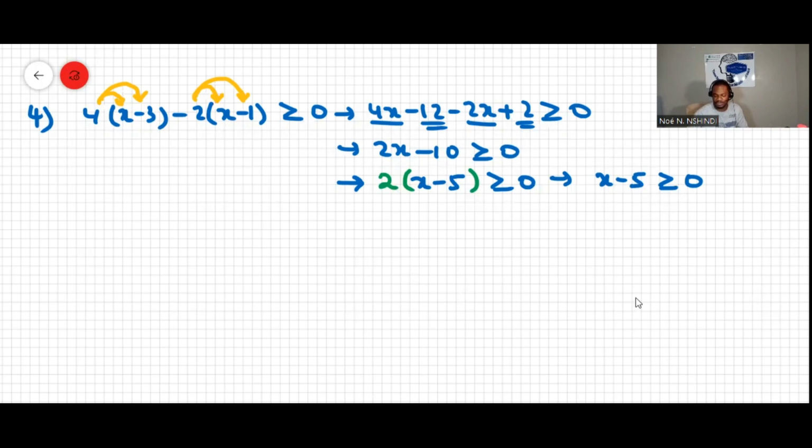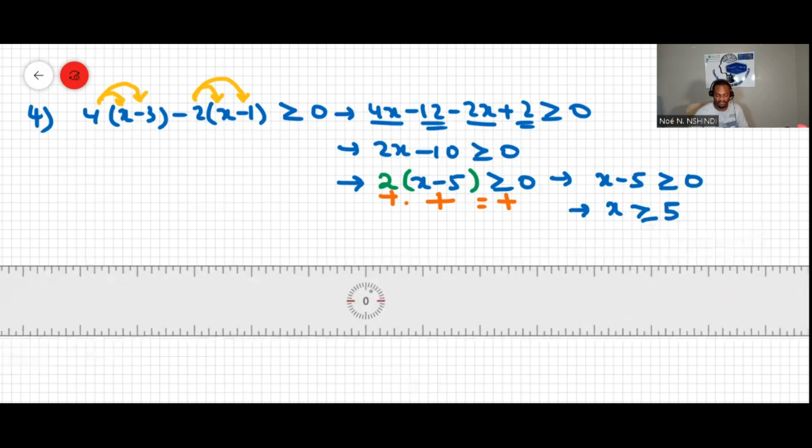You understand? Let me repeat it again. This 2 here is positive, okay? And then the symbol greater than 0 means that after the product, it must be equal to a positive. Now, positive times what is positive? It's only times by positive. Reason why I'm going to set x minus 5 greater or equal to 0. Then, if I move the negative 5 over, x will be greater or equal to 5. Then I can draw my number line over here.